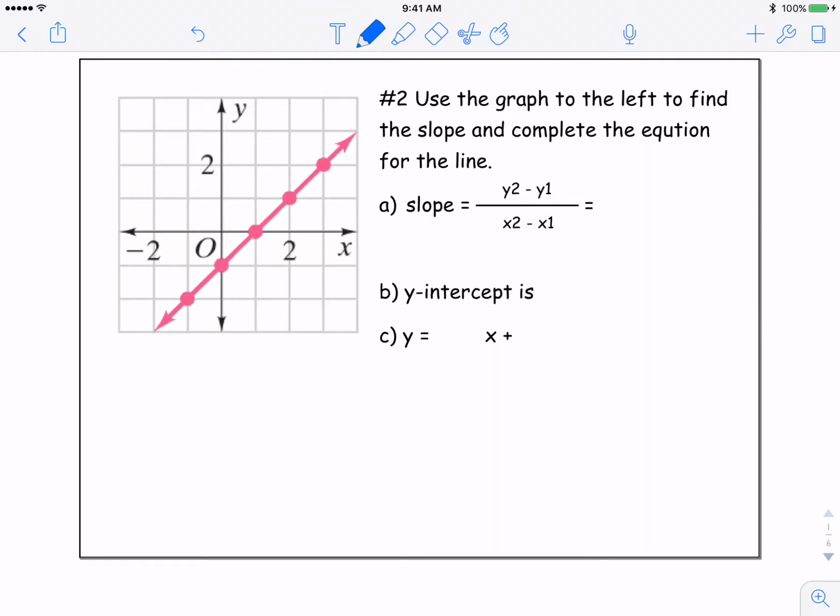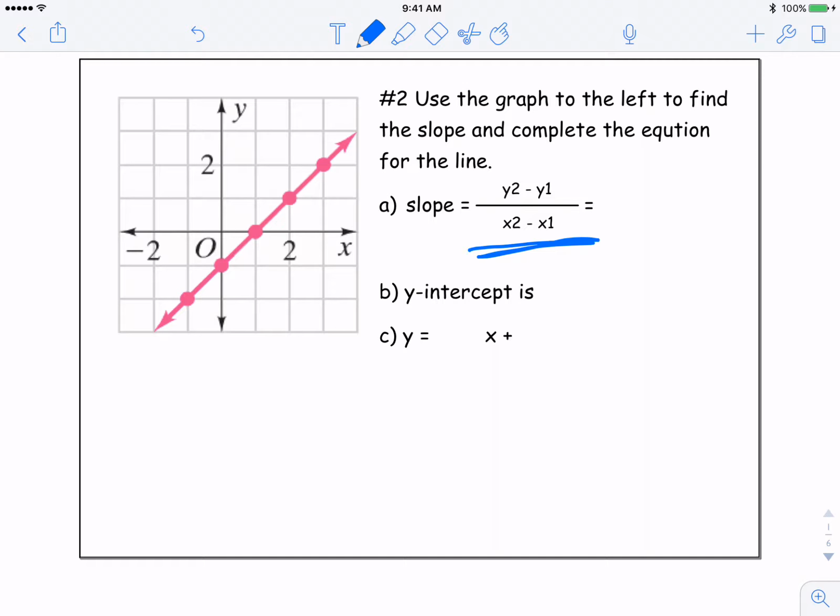Today we're going to go through some additional examples about how to write a function rule from a graph, a story problem, or a table. The first one is writing a function rule from a graph. It says to use the graph to the left to find the slope and complete the equation for the line. Looking for the slope, y2 minus y1 over x2 minus x1 is just another way to write change in y's over change in x's.